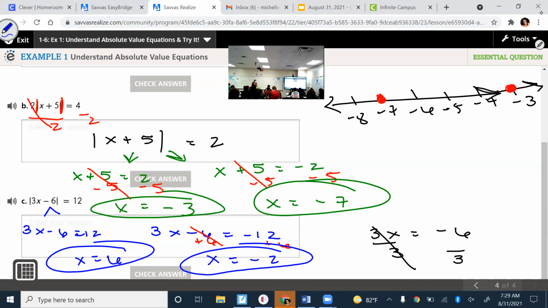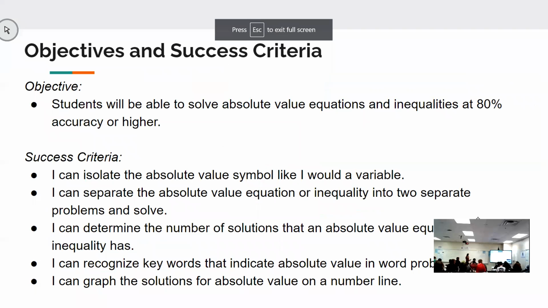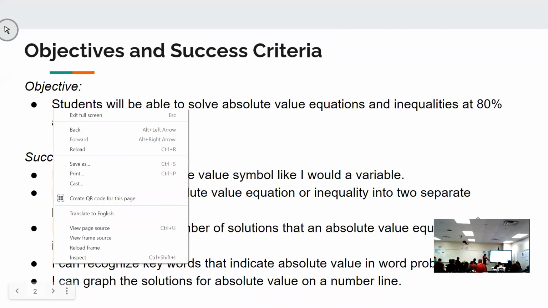All right, so then let's look at the slides really quick. The objective is the same as yesterday, but today we're going to be focusing more on the inequalities. All right, so now we're going to look at number lines that have arrows on them. But really the process is the same. The only difference with inequalities versus equations, other than having a range of answers, is that you do have to flip the sign when you multiply or divide by negative. That's really it. All right, and then today we will finish topic 1.